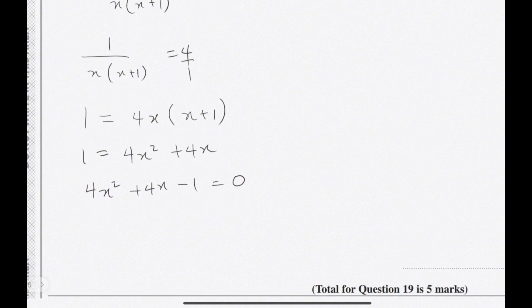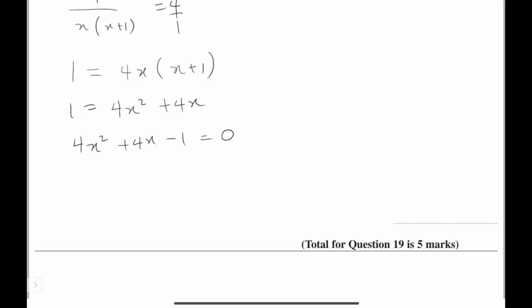We try to look for two numbers. If I multiply, I have minus 4, because 4 times minus 1 is equal to minus 4. When I add, it's going to give me 4. So definitely such numbers do not exist. So the best thing is to use the quadratic formula. So next, we use the quadratic formula to find the value of x.